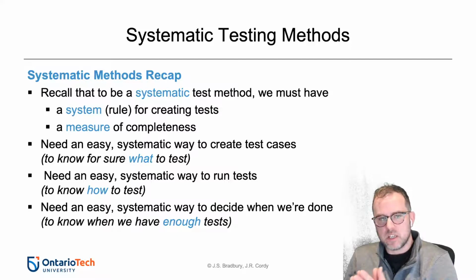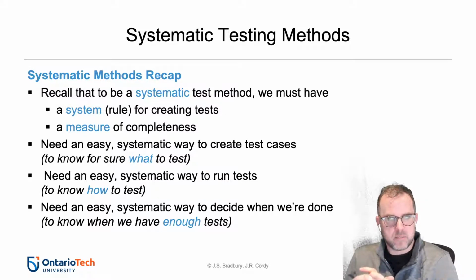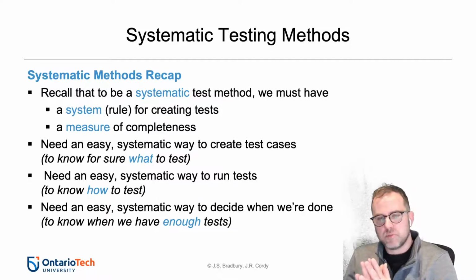So it needs to have a clear approach to how you create the tests. It can't be that I just randomly generate them. That's not systematic. That's just random. It also has to have a measure of completeness. So you have to have a way of knowing when you're done. The example that I used earlier was with white box testing.